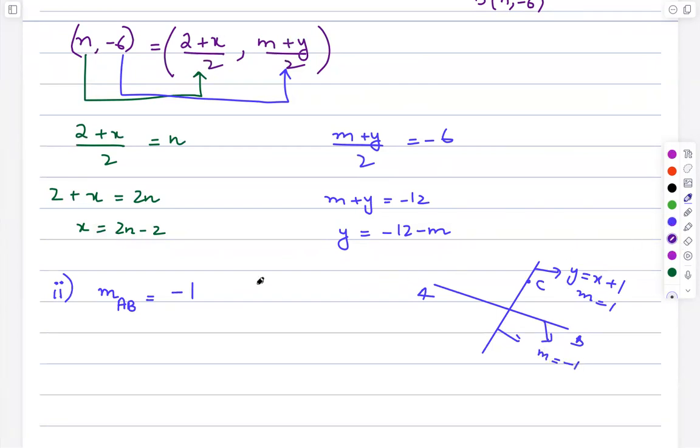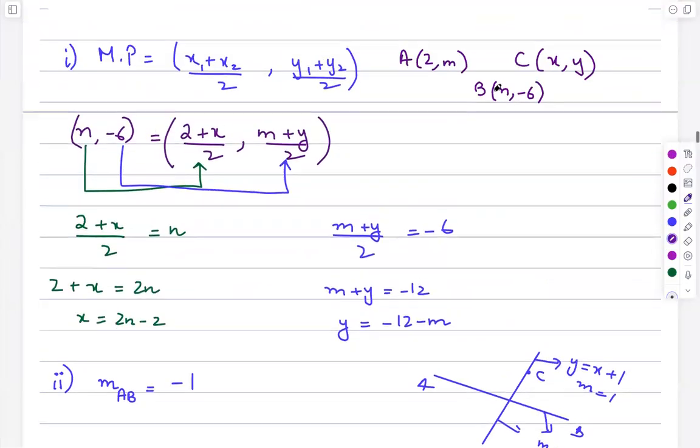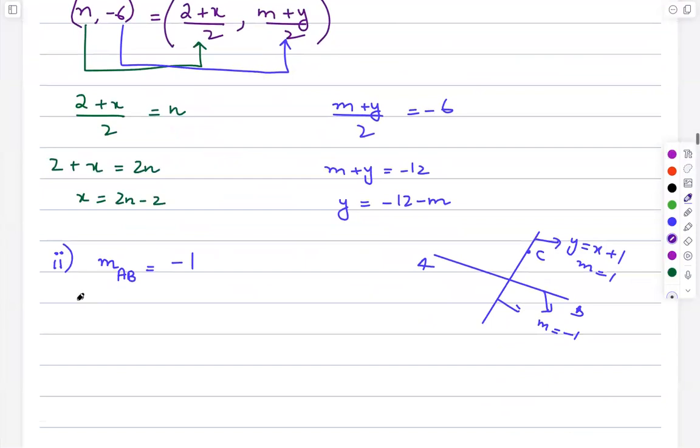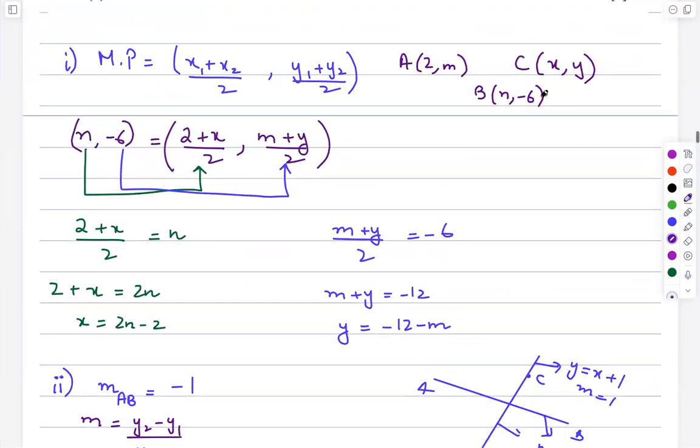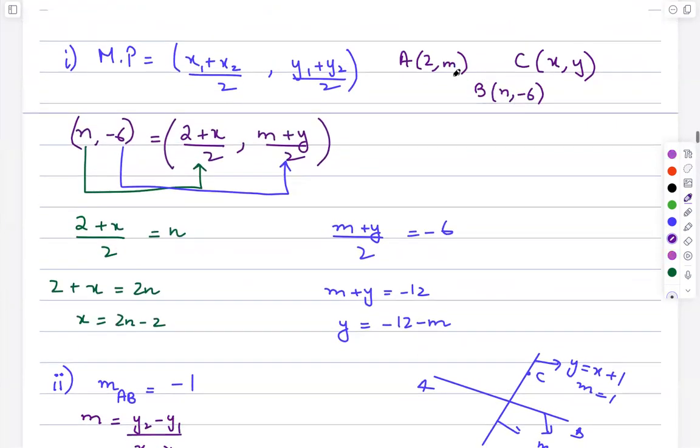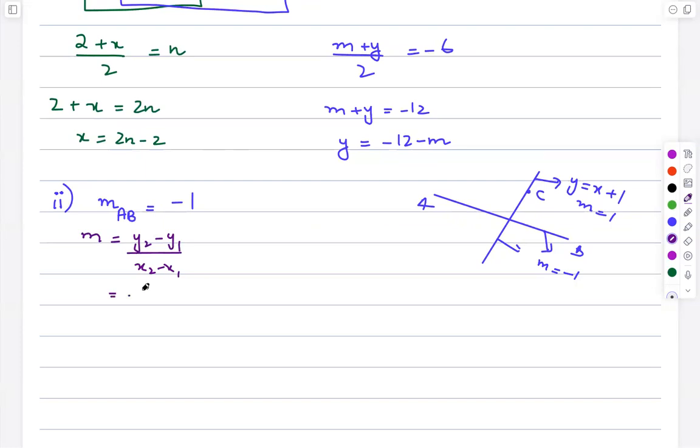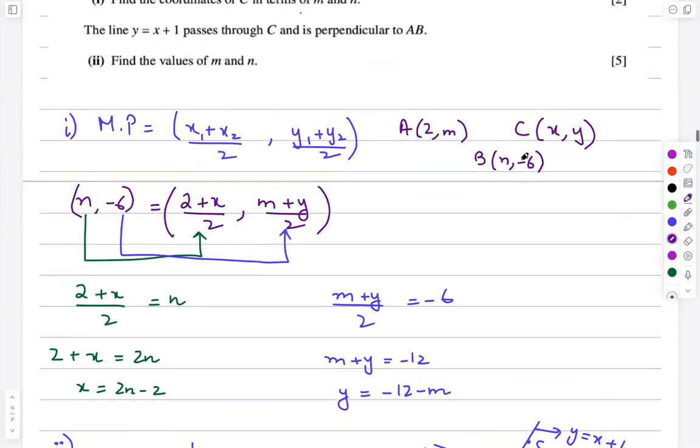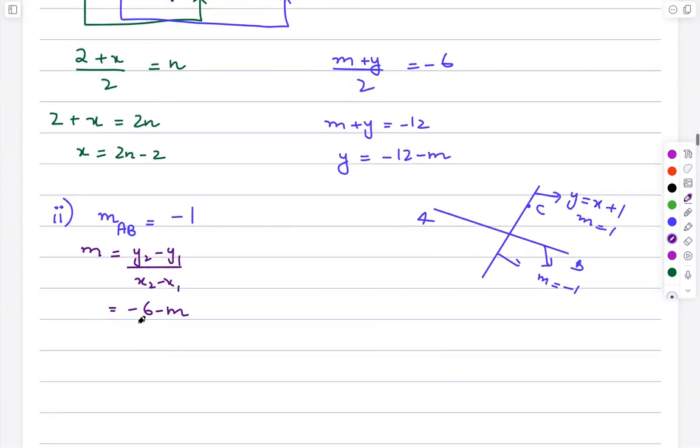Now we can first make an equation with the gradient of AB. We know that the coordinates are (2, m) and (n, -6). The gradient formula is (y2 minus y1) upon (x2 minus x1). So we can take it as -6 minus m for y2 minus y1, and x2 minus x1 will become n minus 2. So dividing this by n minus 2, that will be equal to -1.